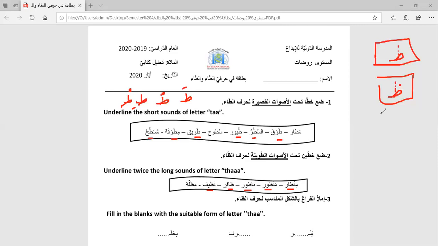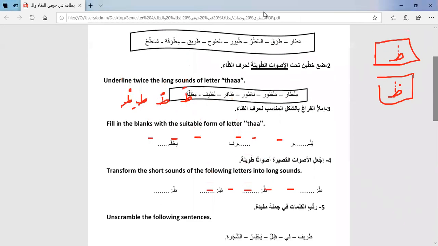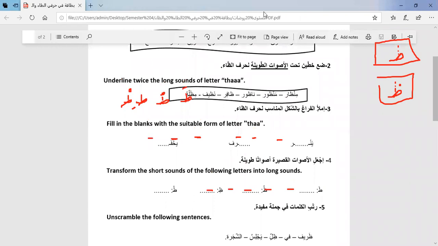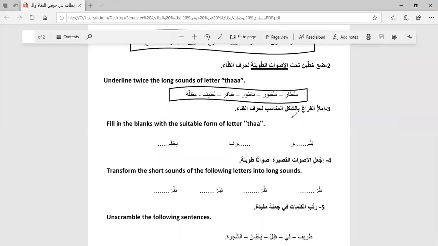Now, fill in the blanks with the suitable form of letter tha. The letter tha and the letter ta have the same forms, but the difference is the dot, okay? The difference is the dot. So now, let us see, fill in the blanks with the suitable form of letter tha. Okay, here we are going to fill the letter tha in the middle. How is the letter tha in the middle? Here the letter tha in the middle is having how many hands? 2 hands.